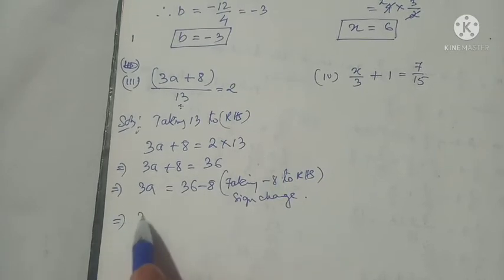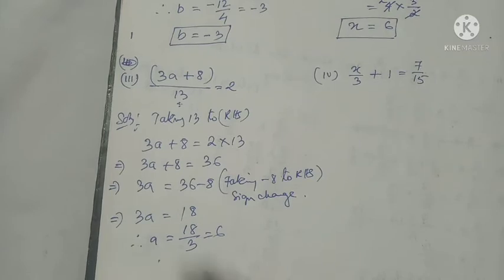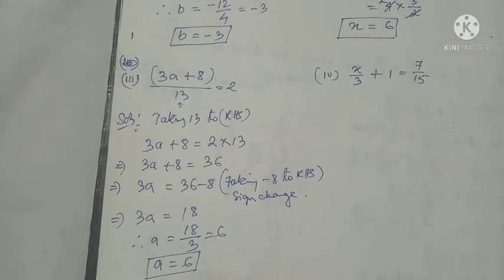Then here comes 3a is equal to 18. So therefore the value of a is equal to 18 by 3, which is equal to 6. So a equal to 6. Now the solution of this equation is a equal to 6. a equal to 6 is the solution of the equation. Understand?